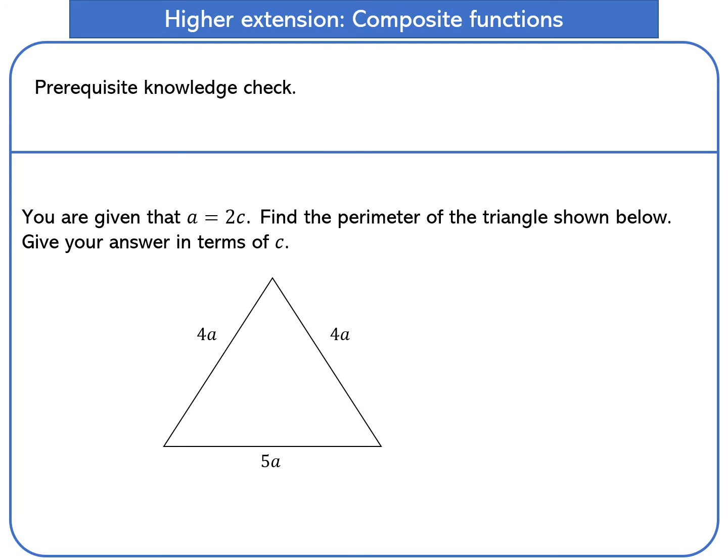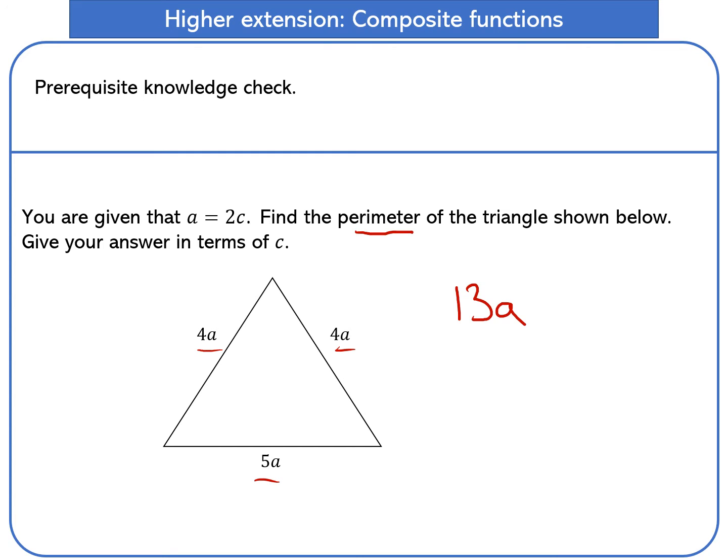Higher extension composite functions. You are given that a is equal to 2c. Find the perimeter of the triangle shown below. Give your answer in terms of c. Now to get the perimeter, which is what it asks for, I'm just going to add these together. So 4a plus 4a plus 5a, that gives me 13a.